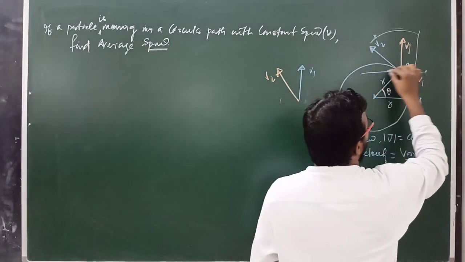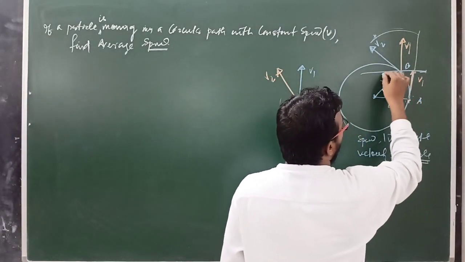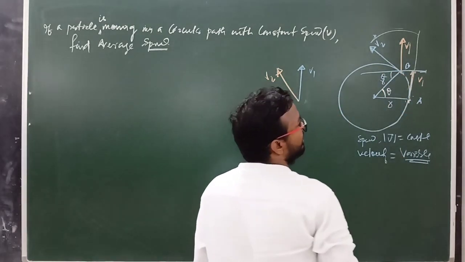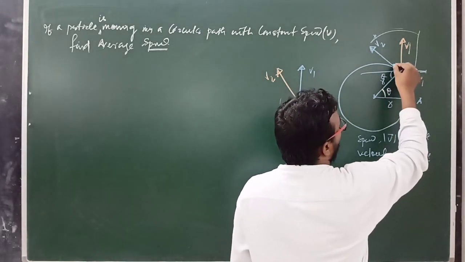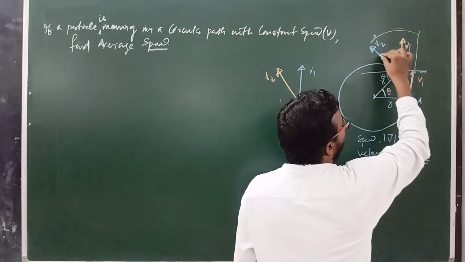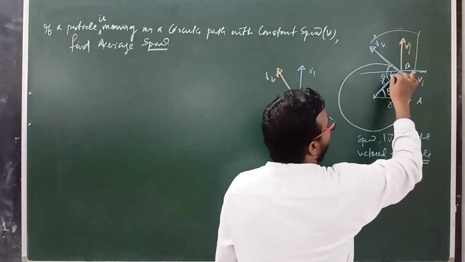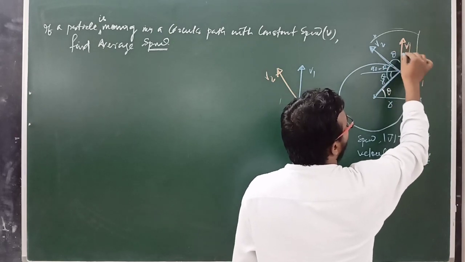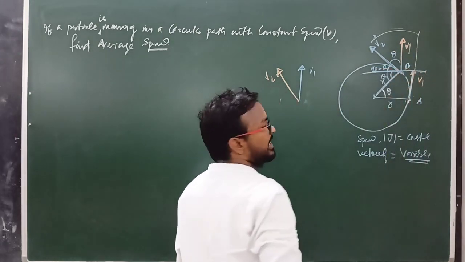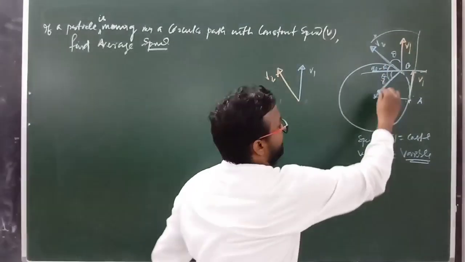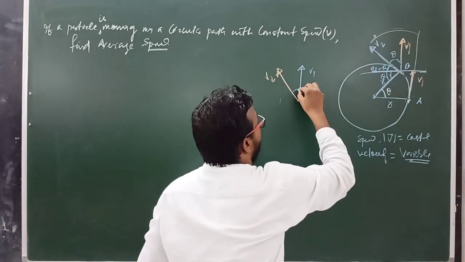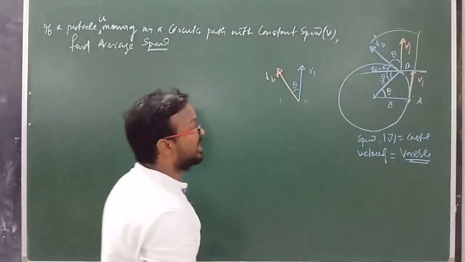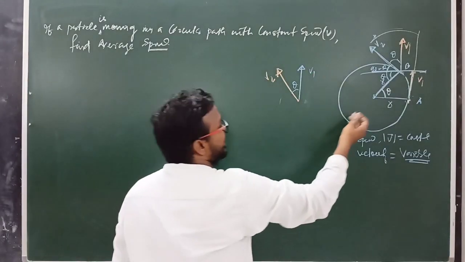If this angle is theta, and we draw a parallel, then this angle is also theta. Clear? If this angle is theta, this total angle is 90 degrees. Theta means this angle is 90 minus theta. So this angle will be theta, because this total angle is also 90 degrees. If this angle is theta, then this angle is also theta. Clear? Now we have to find the change in velocity.